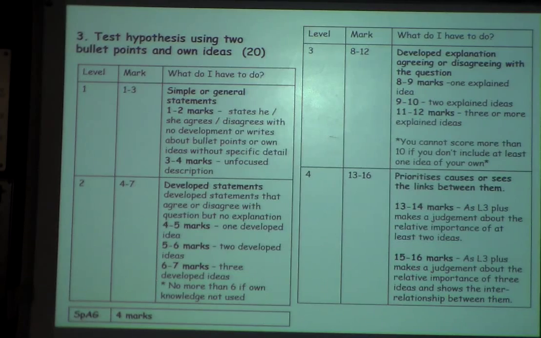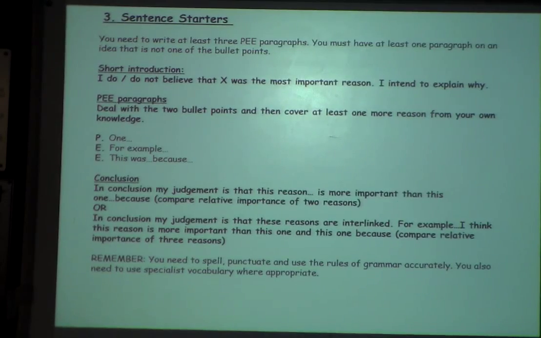To get into level 4, it's all to do with your conclusion. So you prioritise causes or see the links between them, or perhaps even both. So you've got to make a relative judgment between the importance of two ideas. So a short introduction, I do or do not believe that whatever they're saying was the most important reason, I intend to explain why. Then your P paragraphs, remember your explanation is the most important.